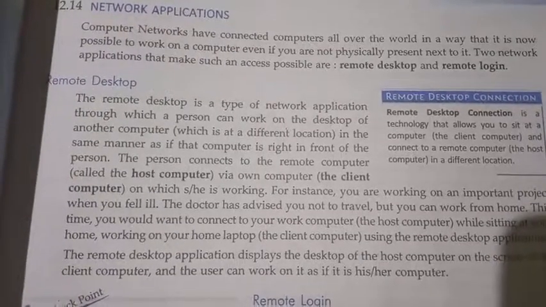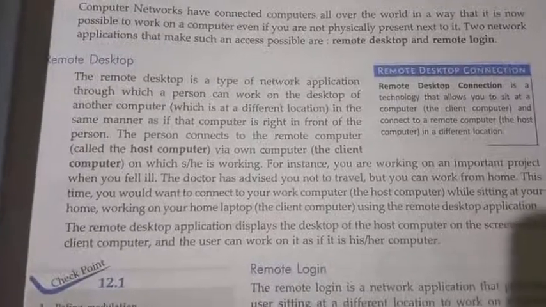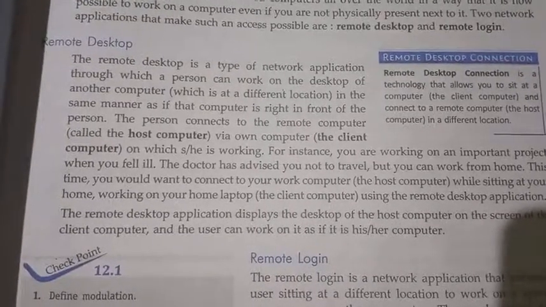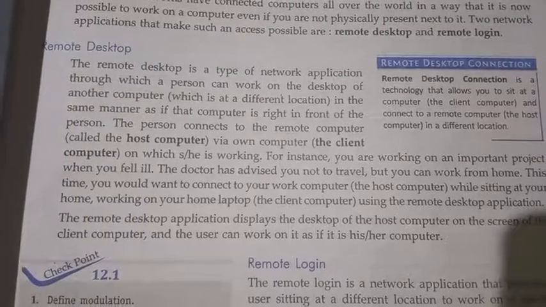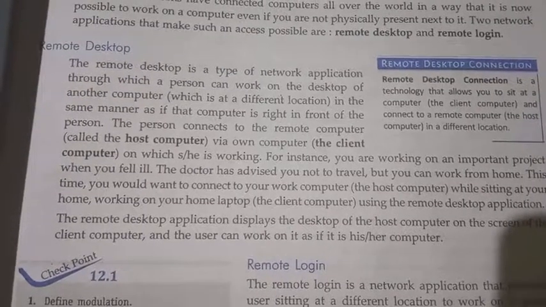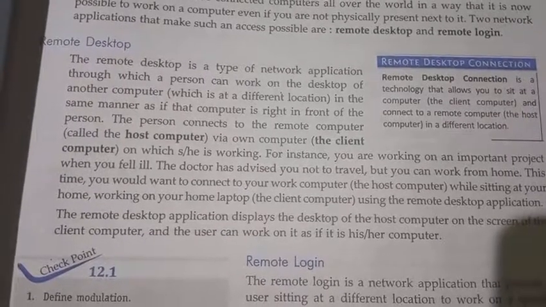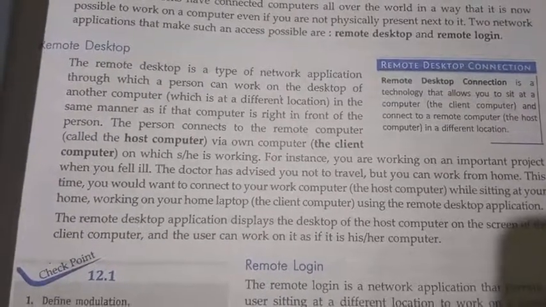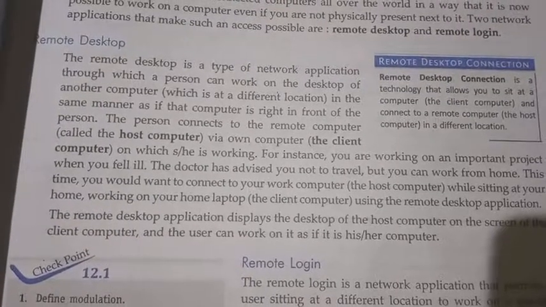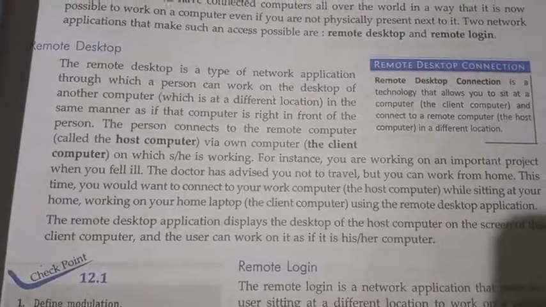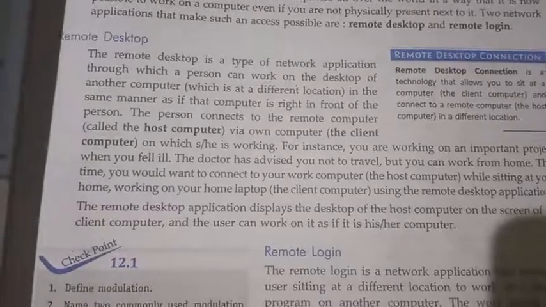The first one is remote desktop. What is the meaning of remote desktop? Remote desktop connection is a technology that allows you to sit at a computer, which is called the client computer, and connect to a remote computer, which means that computer is far away. The main point is that it allows you to sit at your computer and connect to a remote computer in a different location.